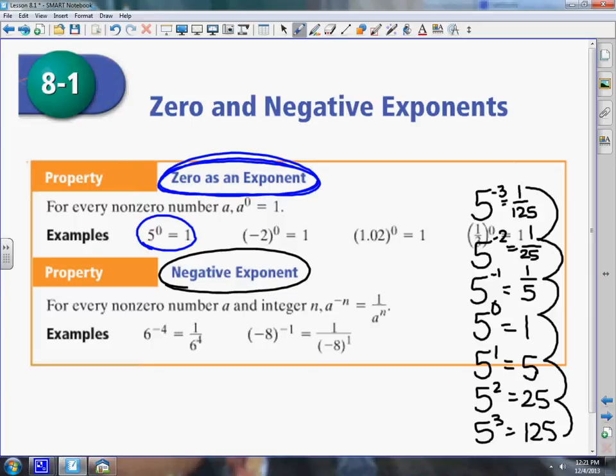And then if I look, it's a complete pattern. All the exponents are a pattern where you're multiplying by 5, and the next one just gets multiplied by 5, and you can go on forever in both directions. So a negative exponent just becomes a fraction. So make sure you put that in your notes.